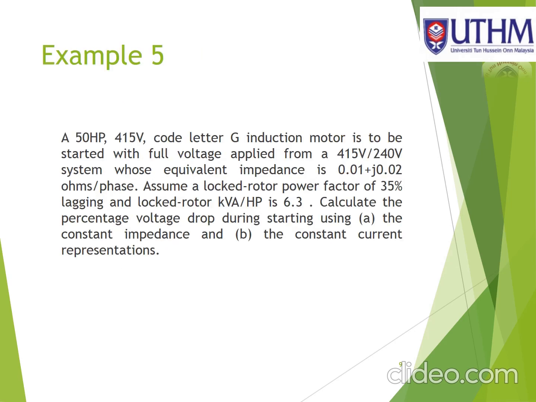Next we go to example 5. A 50 horsepower, 415 volt induction motor is to be started with full voltage applied from a 415 to 240 volt step down system whose equivalent impedance is 0.01 plus j0.02 ohm per phase. Assume a locked rotor power factor of 35% lagging and the locked rotor kVA per horsepower is 6.3.